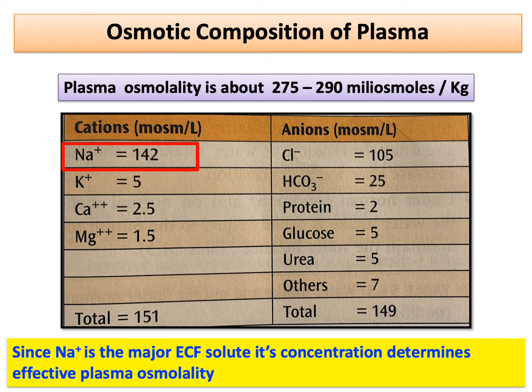Now this slide shows the osmotic composition of plasma and various ion compositions. Plasma osmolality is about 275 to 290 milliosmol per kilogram. Since sodium is the major ECF solute, its concentration determines the effective plasma osmolality.